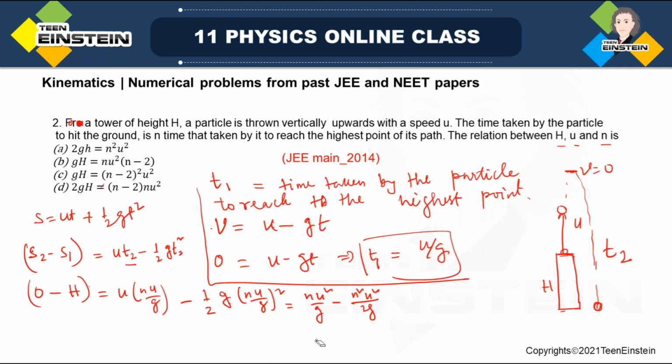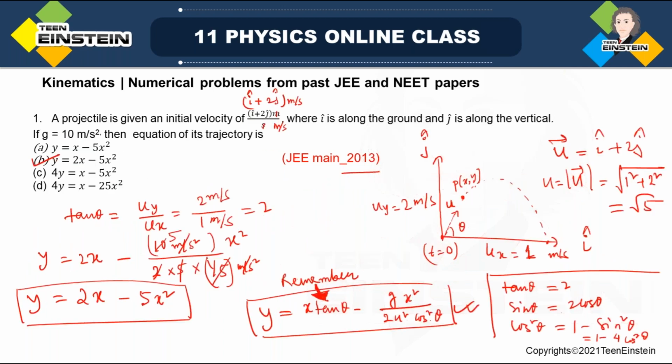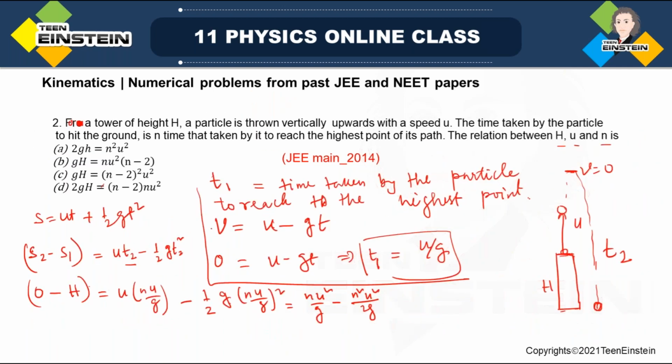Here itself. I'm sorry. Okay, so we have this thing to solve from here. Take n u square common, then you'll get 1 by g minus n by 2g. So we can just do the LCM. So n u squared by 2g, 2 minus n.